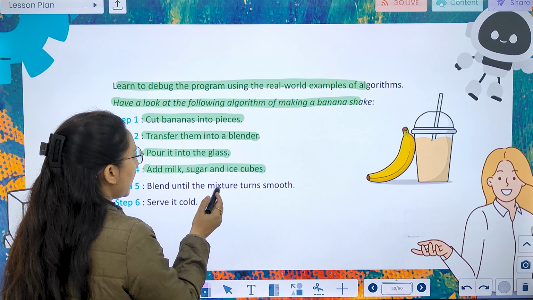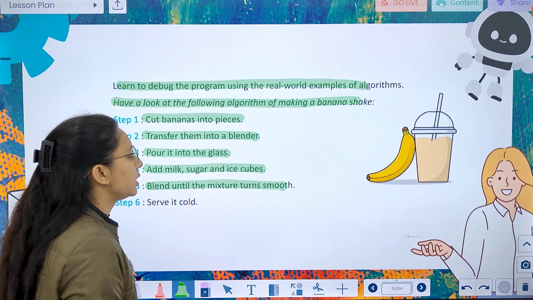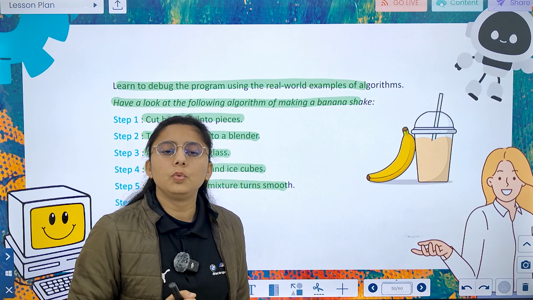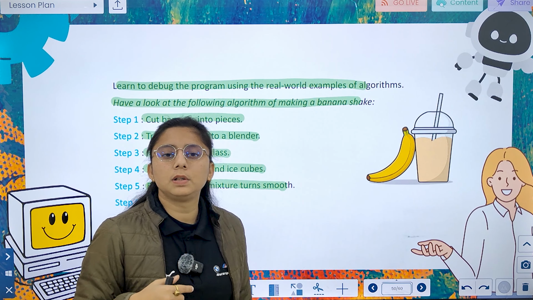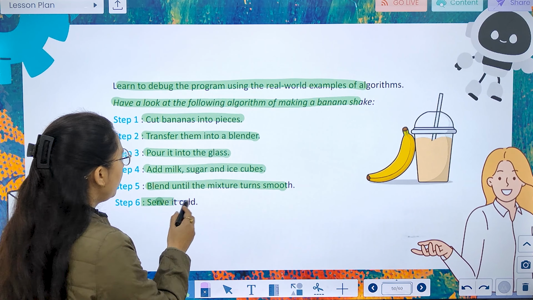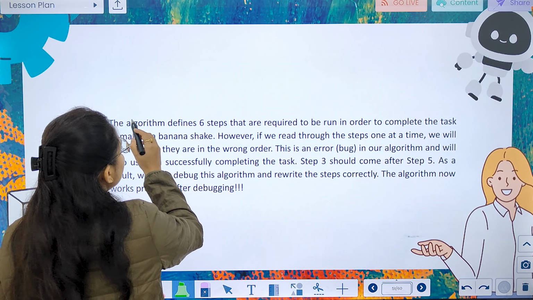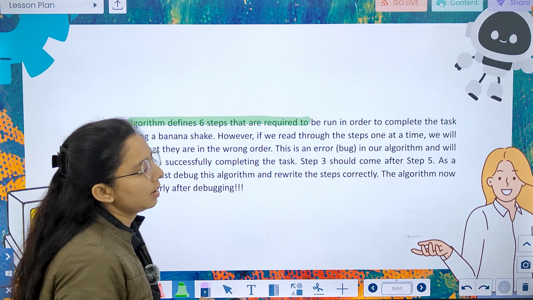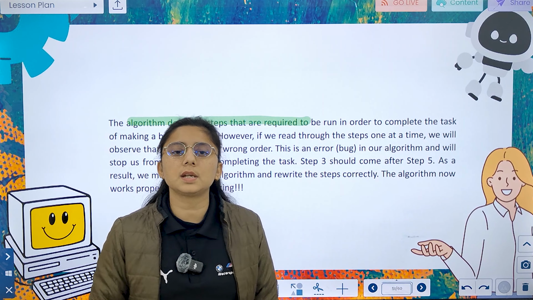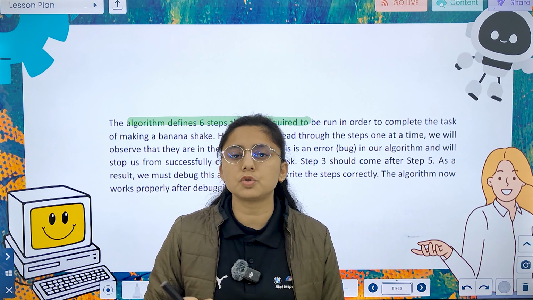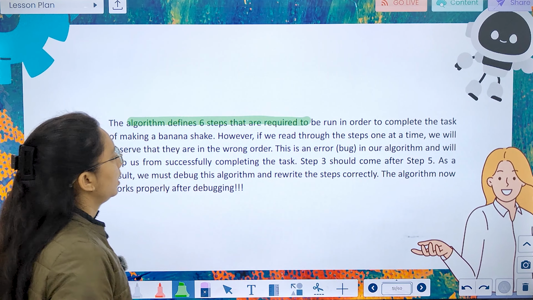Add milk, sugar, and ice cubes. Blend until the mixture turns smooth. Serve it cold. Next, the algorithm defines 6 steps. In this, I have told you the 6 steps. The algorithm requires 6 steps to complete.